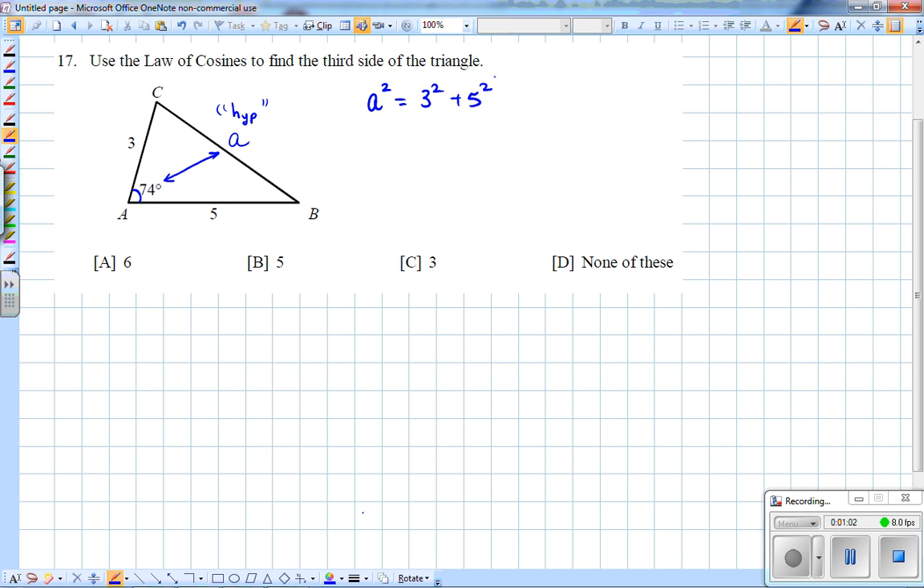Now the extended portion of the law of cosines is going to be this minus 2 times the sides between, or adjacent to, the angle that you are working with, 3 and 5. You're going to multiply them, and then cosine of the angle in between those two sides, which is 3 and 5. Now in this case, you solve for your unknown. You're solving for A. Go ahead and enter all of this into your calculator.